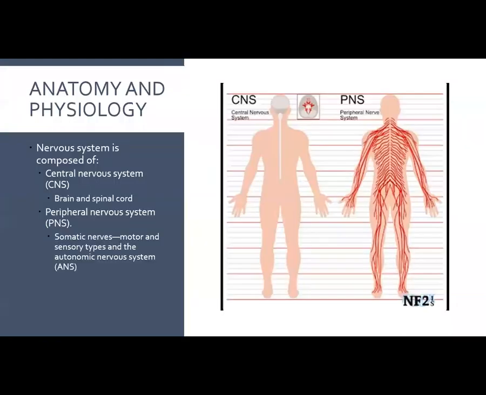So the first thing we're going to talk about is just some general anatomy and physiology. The nervous system is composed of basically the central nervous system and the peripheral nervous system. The central nervous system consists of the brain as well as the spinal cord. With the peripheral nervous system, you have your somatic nerves, so motor and sensory type, which we'll talk about more when we get into the neurons, and the autonomic nervous system, which is basically the things that just automatically work, like things that control our breathing, heartbeat, everything of that nature.